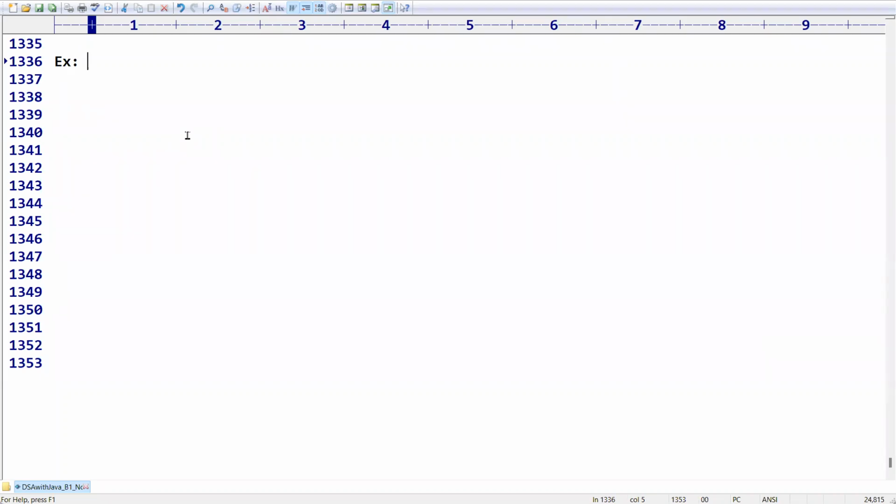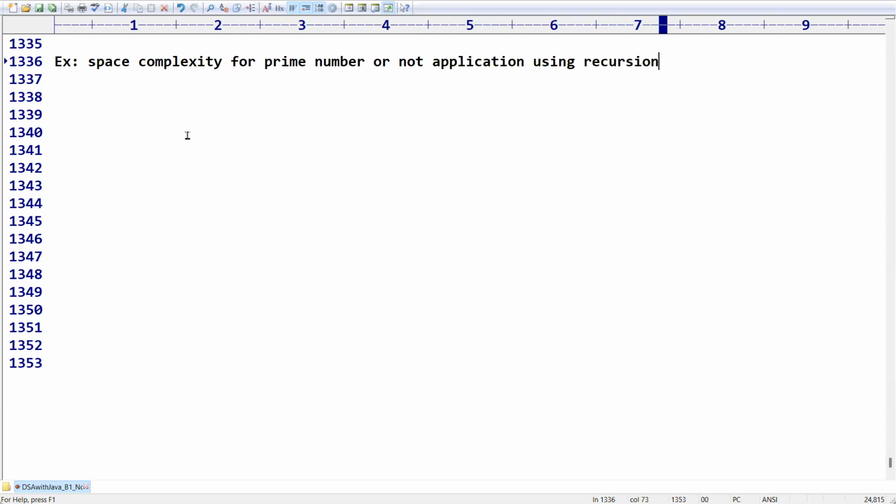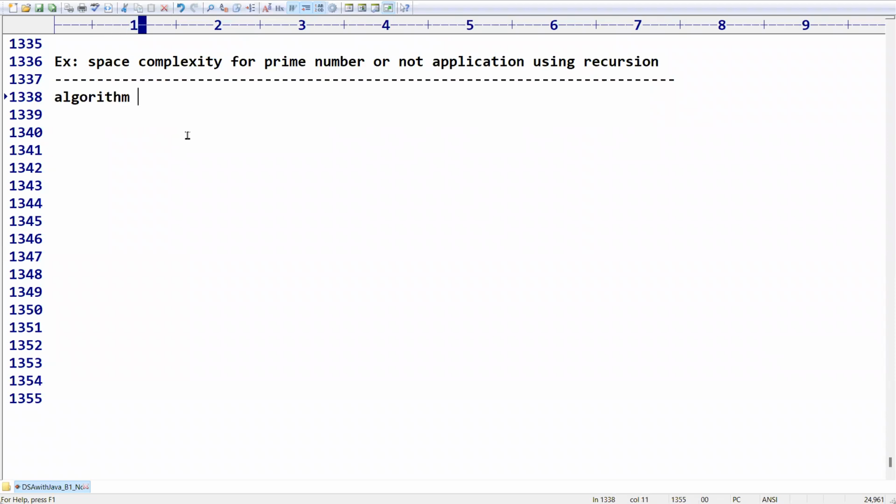Sir, now I want to find out the space complexity for the prime number or not application using recursion. The same recursion methodology I am taking again. Sir, how can you calculate this? First, let me generate the algorithm. Sir, we have already implemented this algorithm. Do you remember the is prime function?